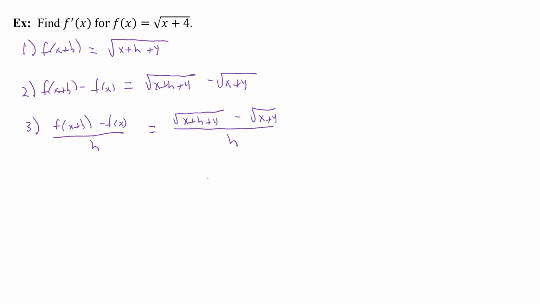Now, at this point, we're like, okay, now what do we do? Well, here is what we have to do. We have to rationalize the numerator. We've probably heard of rationalizing the denominator before, but now we're actually going to have to rationalize the numerator. So we're going to multiply by the whole numerator, but we're changing the sign to a plus. So we multiply by the square root of x plus h plus 4 plus the square root of x plus 4. And what we do in the numerator, we do in the denominator.